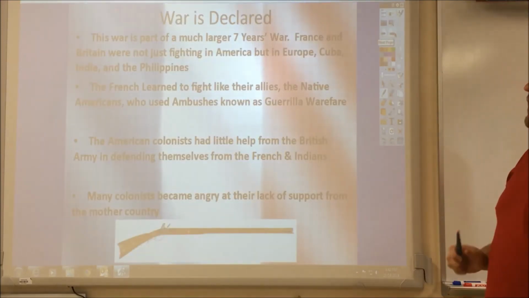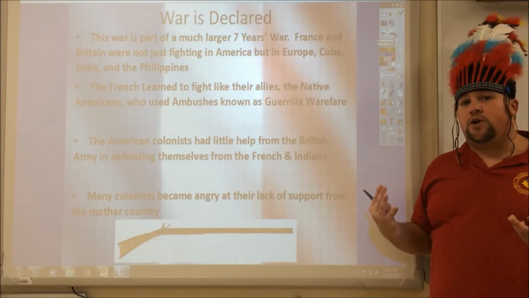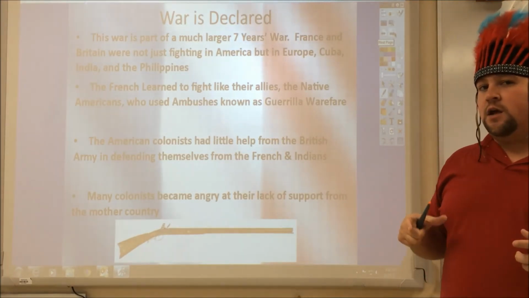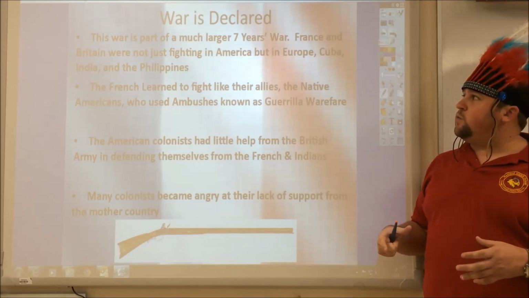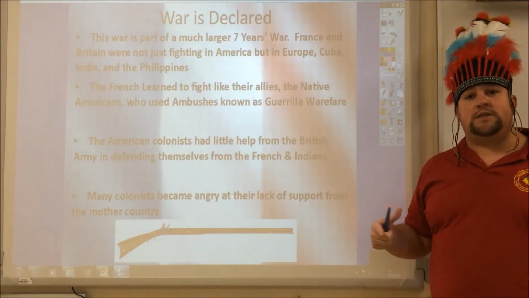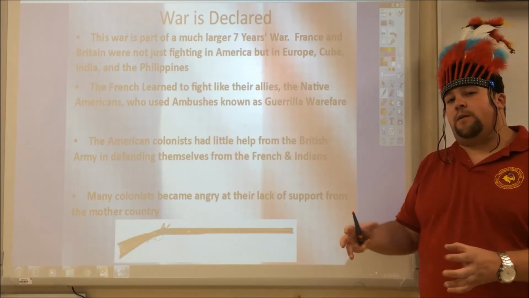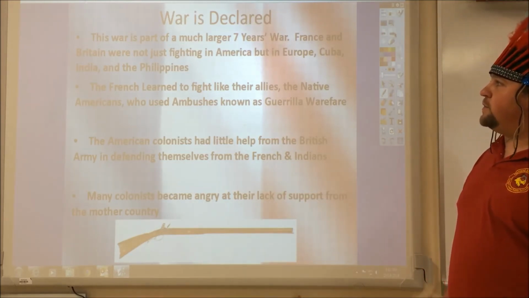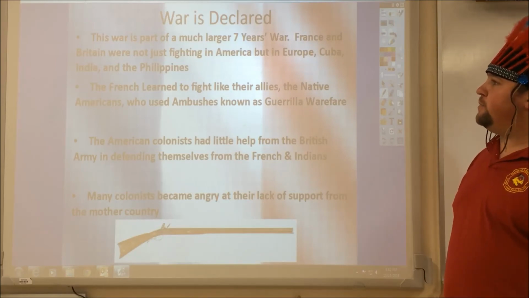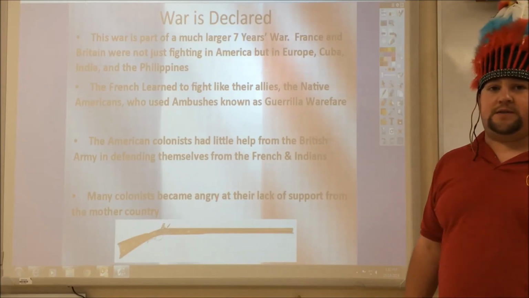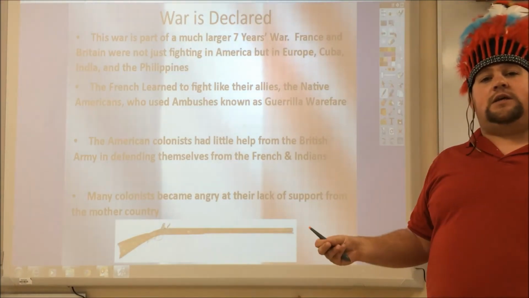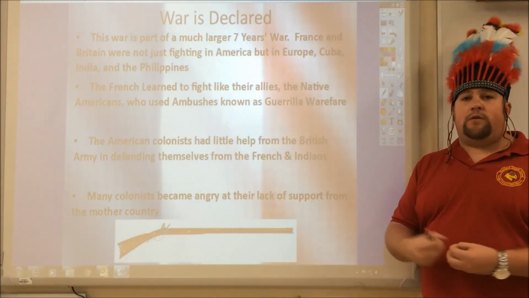All right, so war is declared. Now, one thing that's important to know is that eventually the French and the English do go to war, but it's not just in North America. Technically, this war is called the Seven Years' War. The French and Indian War is just kind of the North American part of the overall war. France was fighting England in Europe, in Cuba, in India, in the Philippines. So in a sense, it's a world war. It's a global war. Everywhere the French and the English had colonies near each other, they were fighting for control of the land.